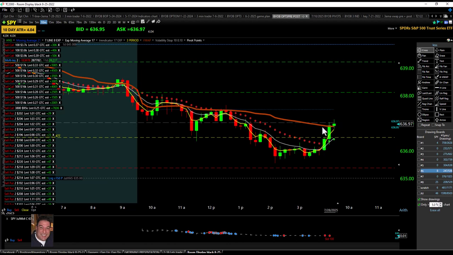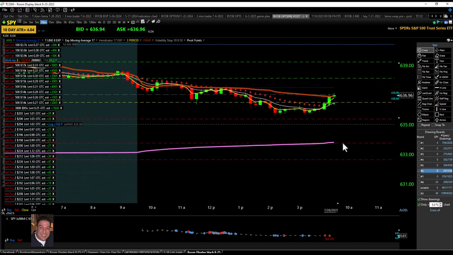I've got to make a note, we made a failure to make a higher high. So there's a possibility that we're rolling down here tomorrow, and I think we tag anchored VWAP quickly and then shoot right back up.